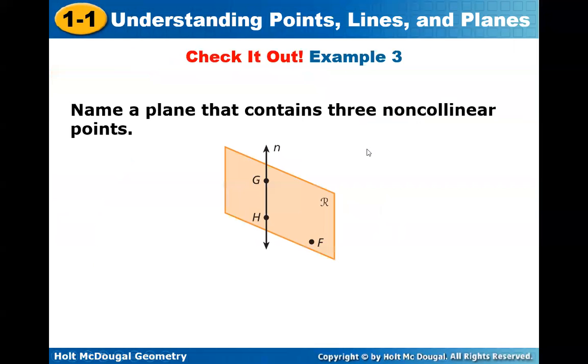Right, let's keep moving. Name a plane that contains 3 non-collinear points. So non-collinear points are points that are not on the same line, right? So G and H are collinear, but as soon as I add F in there on plane R, these 3 points are non-collinear, all right? G and H are collinear. G, H, and F are non-collinear. All right. So again, plane GHF.